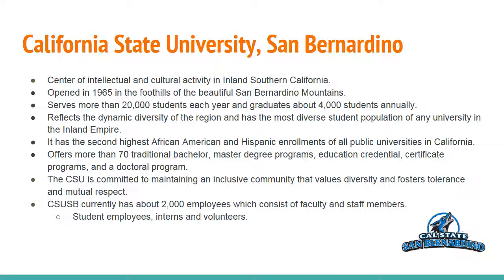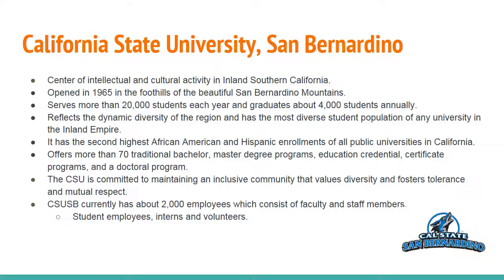California State University San Bernardino is a center of intellectual and cultural activity in the inland Southern California. It opened in 1965 in the foothills of the beautiful San Bernardino Mountains. It serves more than 20,000 students each year, and it graduates about 4,000 students annually. It reflects the dynamic diversity of the region, and it has the most diverse student population of any university in the Inland Empire. It has the second highest African American and Hispanic enrollments of all public universities in California.